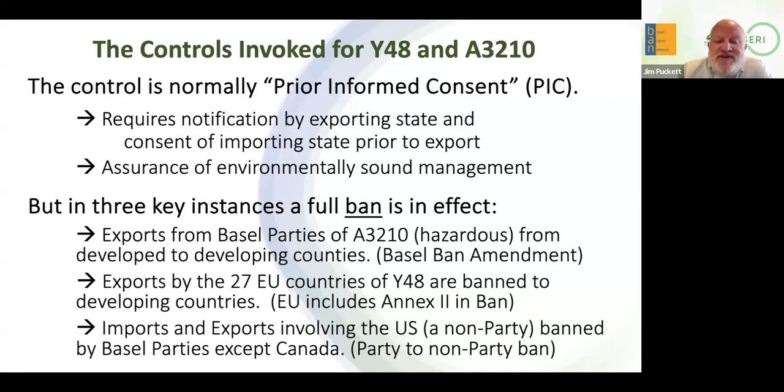Again, are banned with the exception of Canada, because Canada signed a bilateral agreement with the US, and that's due to the party to non-party ban. So those are serious implications there.